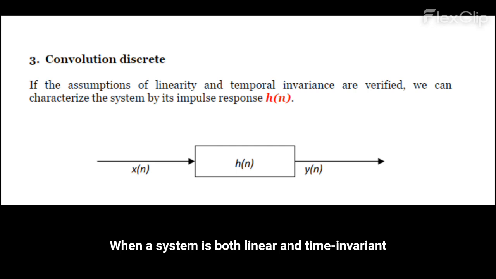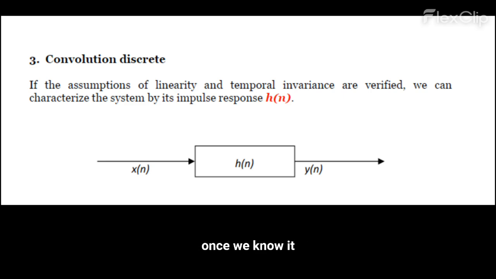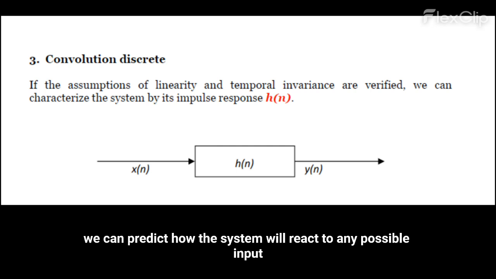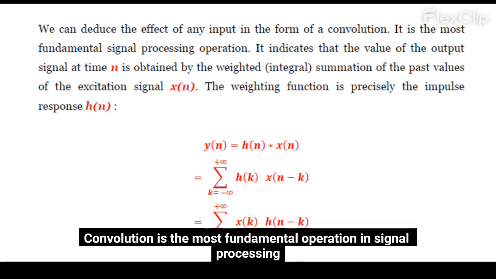When a system is both linear and time invariant, we can fully describe it using a single sequence called the impulse response, denoted as h[n]. Think of h[n] as the system's unique fingerprint or its DNA. Once we know it, we can predict how the system will react to any possible input. This prediction is done through a mathematical process called convolution. Convolution is the most fundamental operation in signal processing.